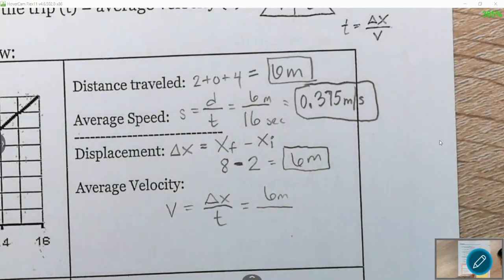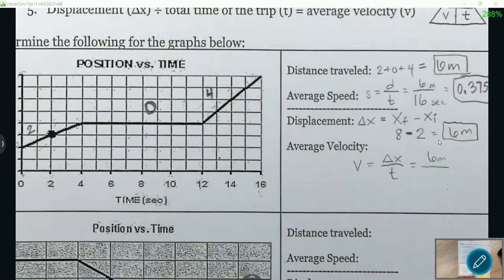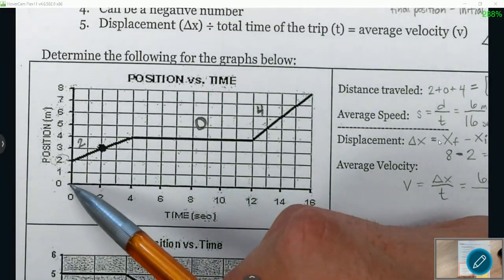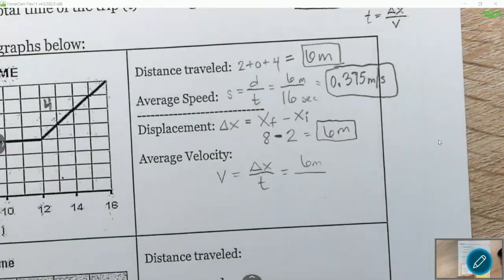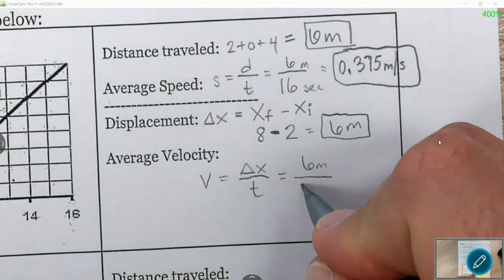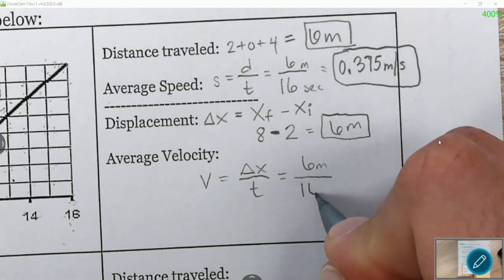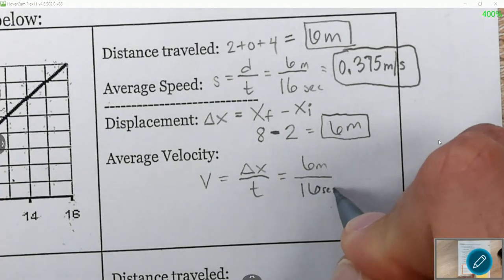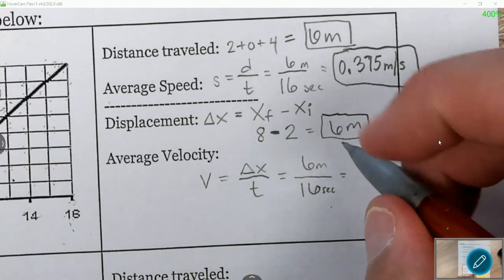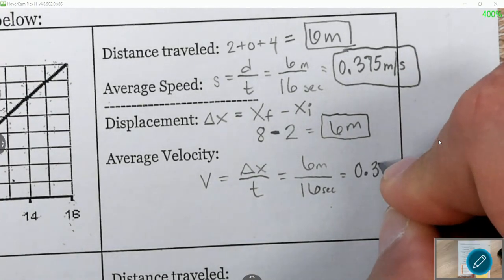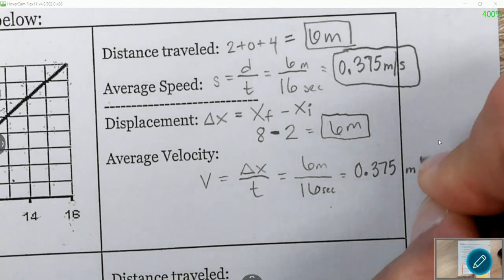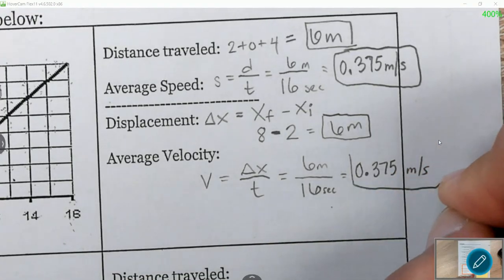And I'm dividing it by how long were you moving for in total for this? We started at 0 seconds. We went all the way to 16. So my time is still 16. And when I happen to divide this out, this also comes out to be 0.375 meters per second.